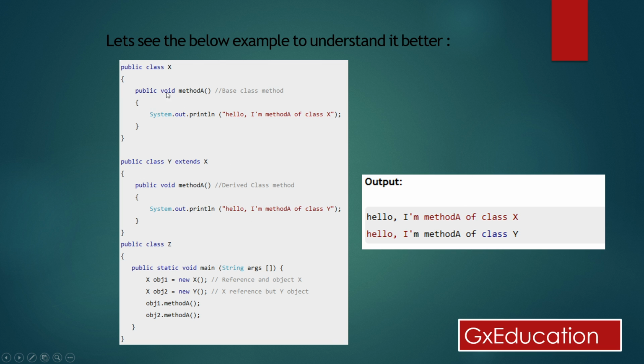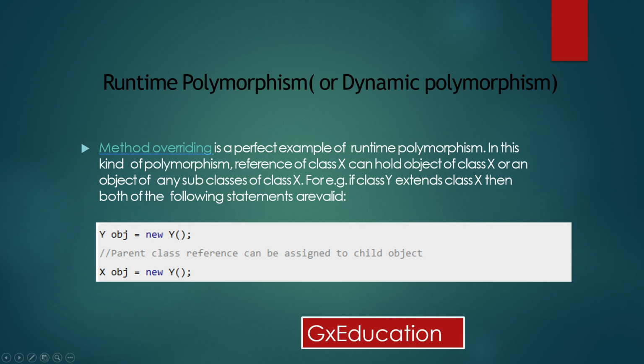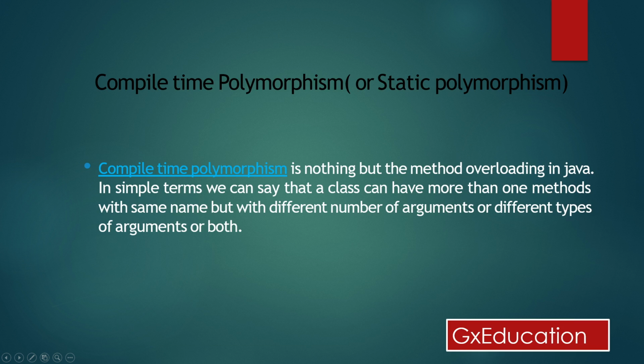So you can also write this as an example of runtime polymorphism, or dynamic polymorphism. Now next is compile time polymorphism, or static polymorphism. It is very important.